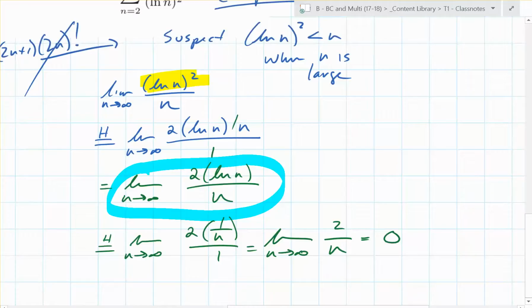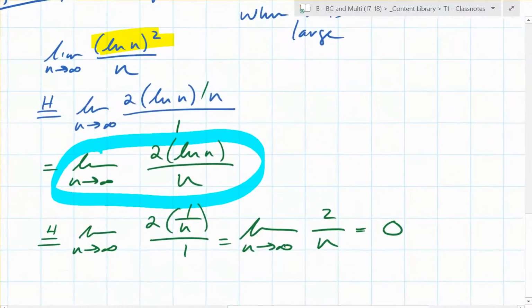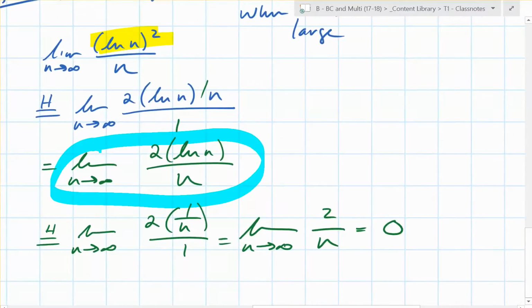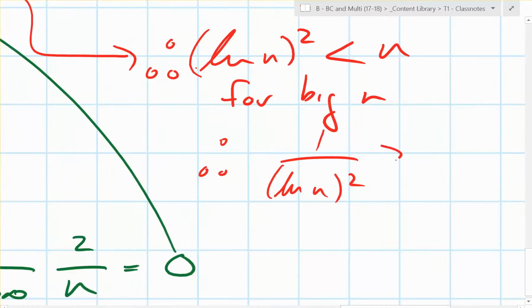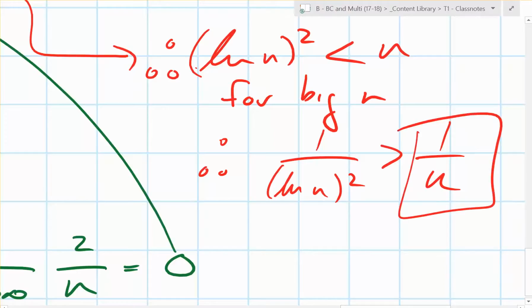Why did Mr. Seamon have me do this on this question? If we have now shown that this right here equals 0, do you agree? Yes. Y is bigger than 1 over n. This is the harmonic series. The harmonic series diverges, so therefore the other thing diverges. This is the 100% complete proof that you could use.